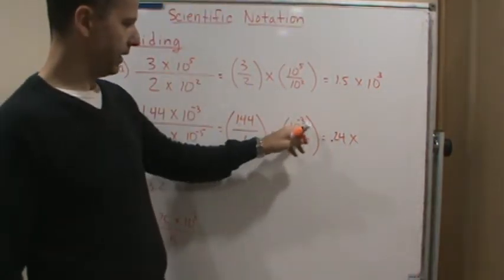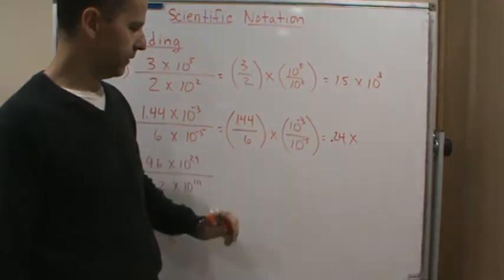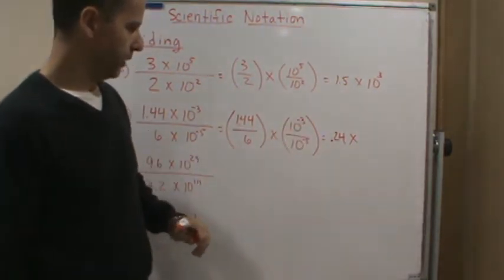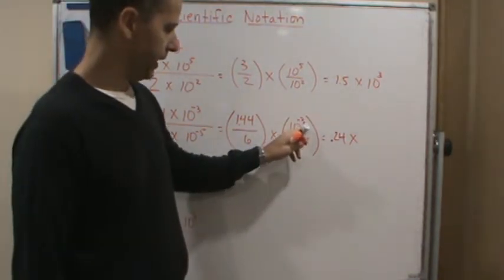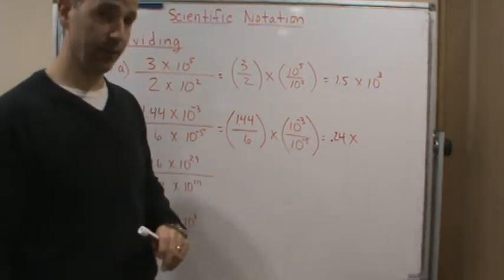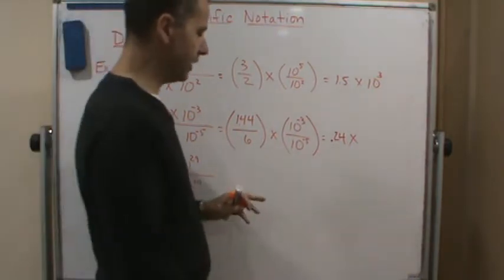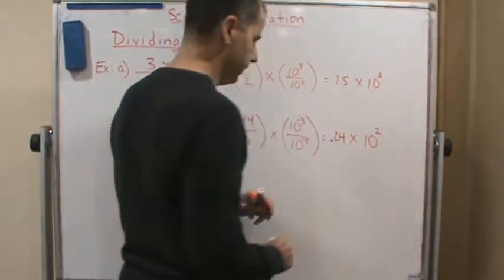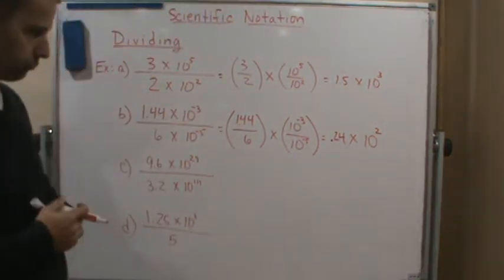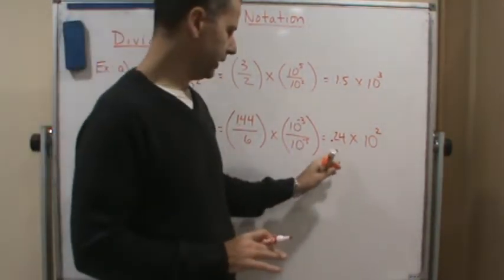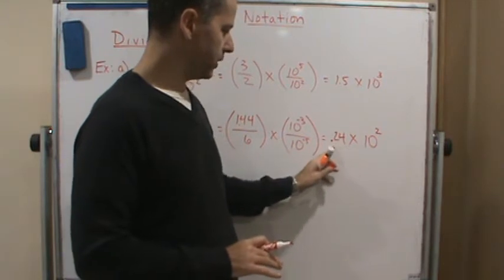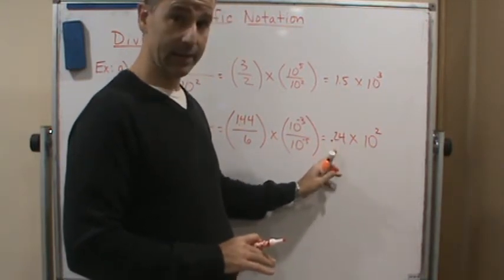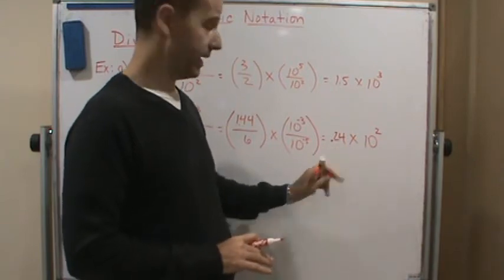now what do I got here? I got 10 to the negative third divided by 10 to the negative fifth, so I'm going to subtract exponents. So that would be negative 3 minus a negative 5, which is going to give me a positive 2. Okay, now, I'm not done with this one because I don't have a number that's between 1 and 10 here.